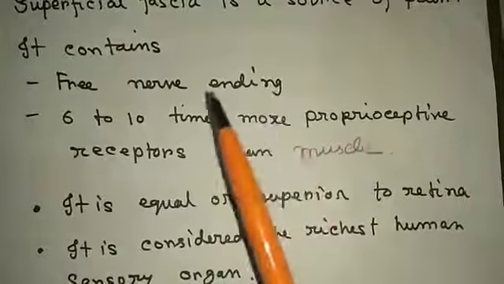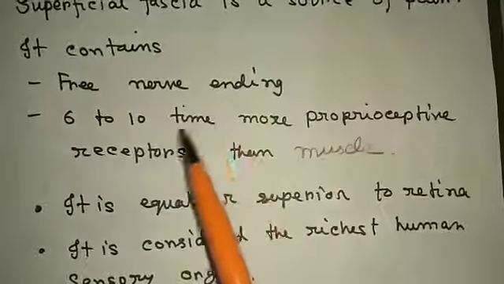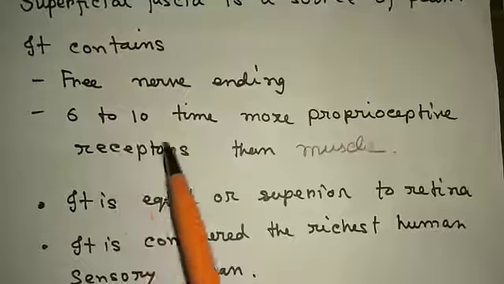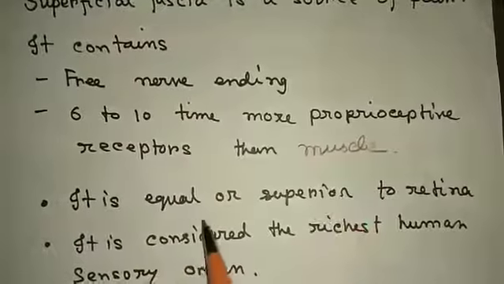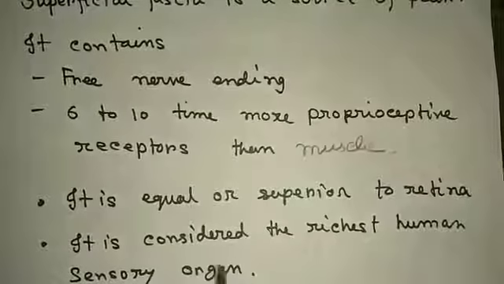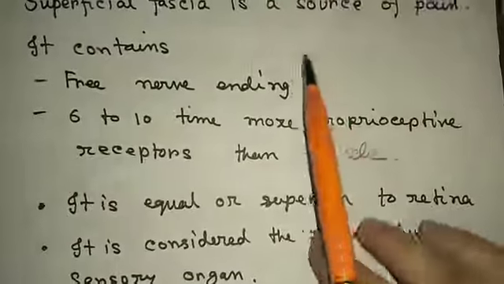Superficial fascia is a source of pain. It contains free nerve endings, and it also contains 6 to 10 times more proprioceptive receptors than muscle. It is equal or superior to the retina, and is considered the richest human sensory organ.